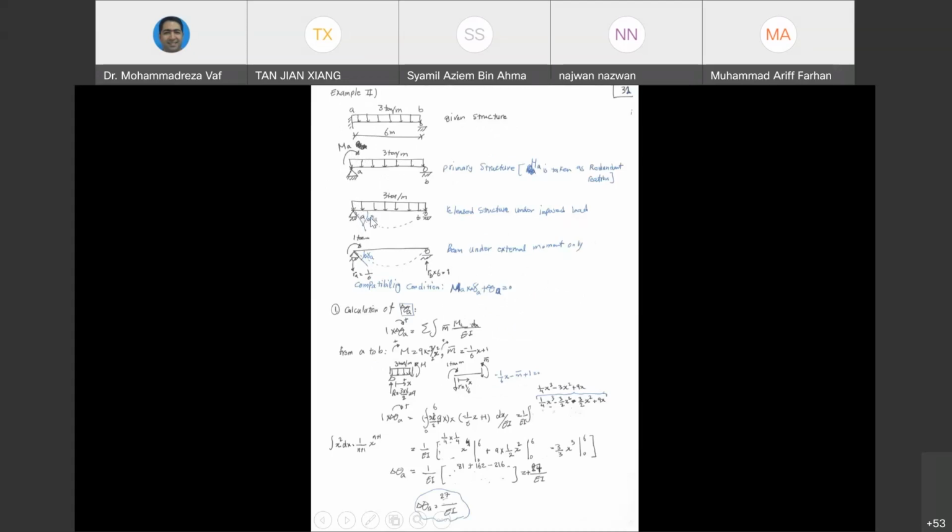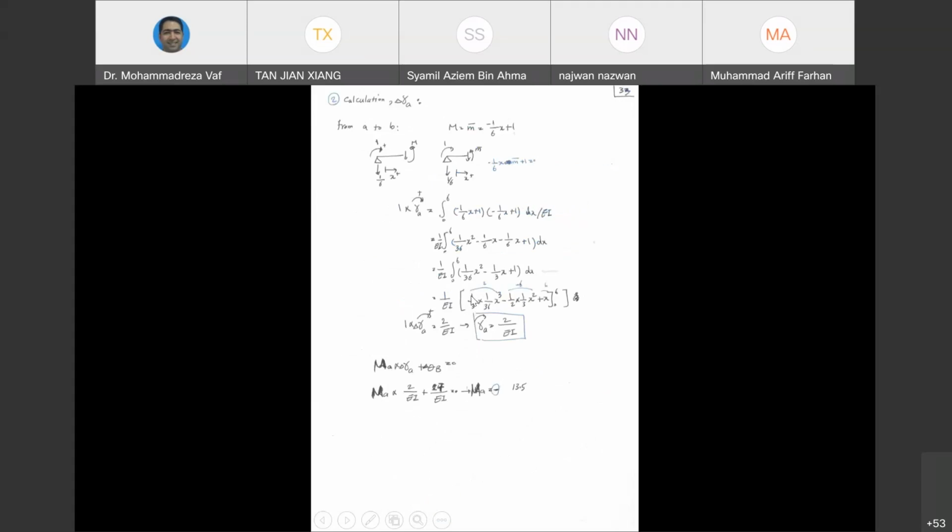And since we know that the rotation was 0, we use another structure. We apply a unit load, a unit bending moment there. And if these two deltas become similar, then these two structures are going to represent the real structure. So we wrote down our compatibility condition. We calculated theta A and delta A, gamma A. From there, MA was calculated. Okay, we have more examples to come.